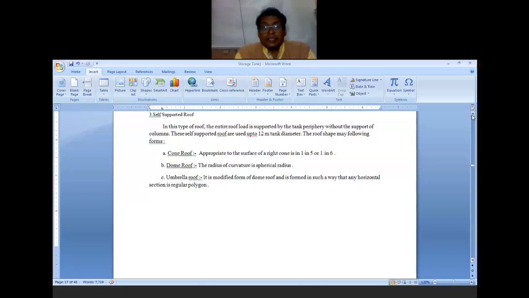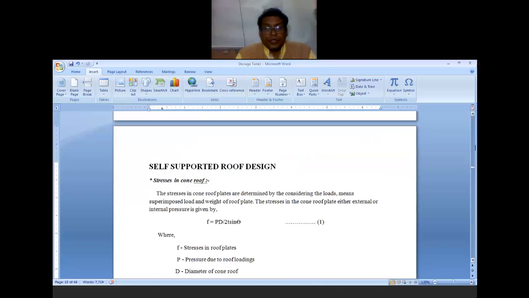Now when this is a cone roof, then what should be the slope? The slope of the surface of the right cone is 1 in 5 or 1 in 6. This is the slope that is generally provided. Then for the dome roof, the radius of curvature is the spherical radius. And the umbrella roof is a modified form of a dome roof and is formed in such a way that any horizontal section is a regular polygon.